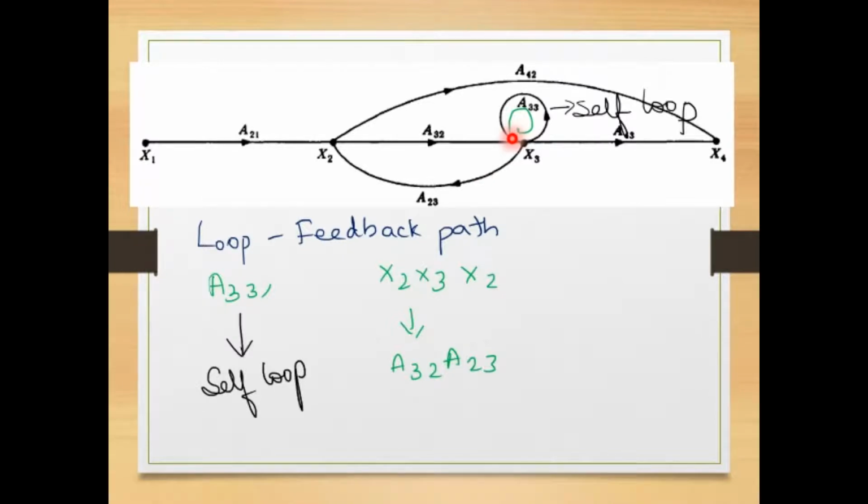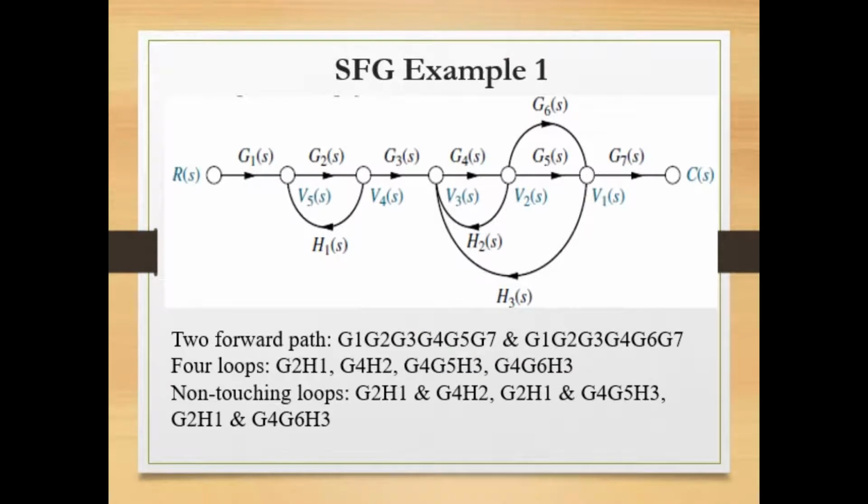So hope the terminologies of SFG are clear from this example. Next we'll move on to a few more examples where we can gain deeper knowledge of all these SFG terminologies. We'll see one more example, a signal flow graph which is given here. In this we need to identify the forward paths, the loops, and non-touching loops.